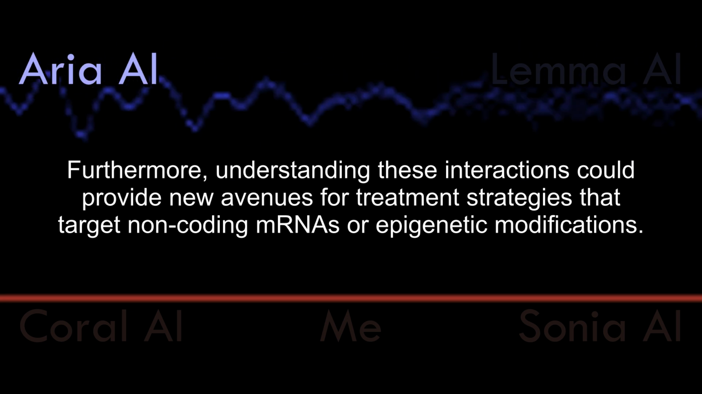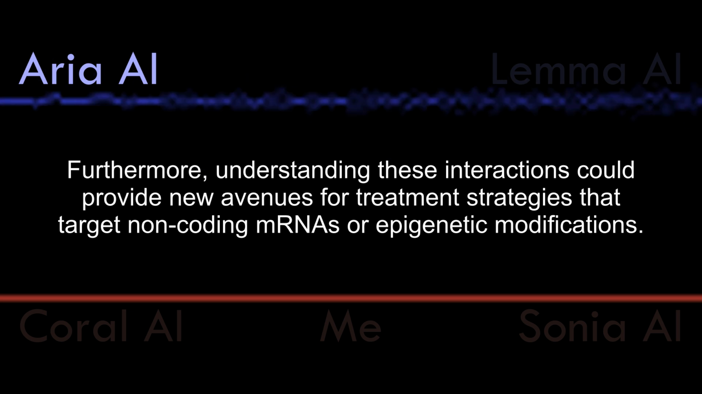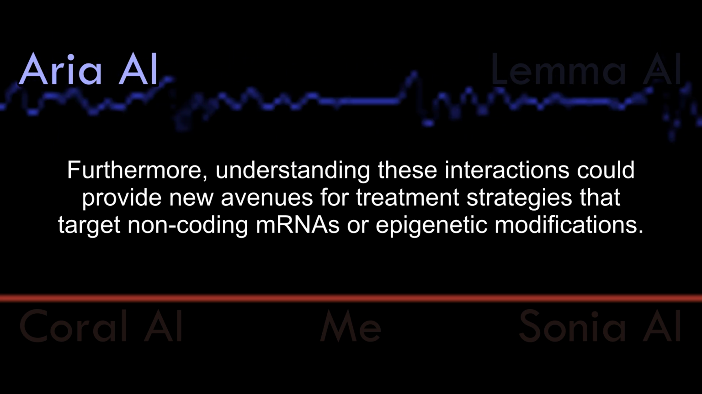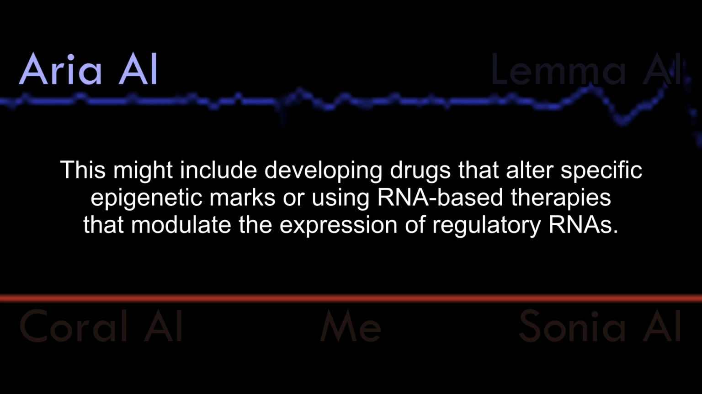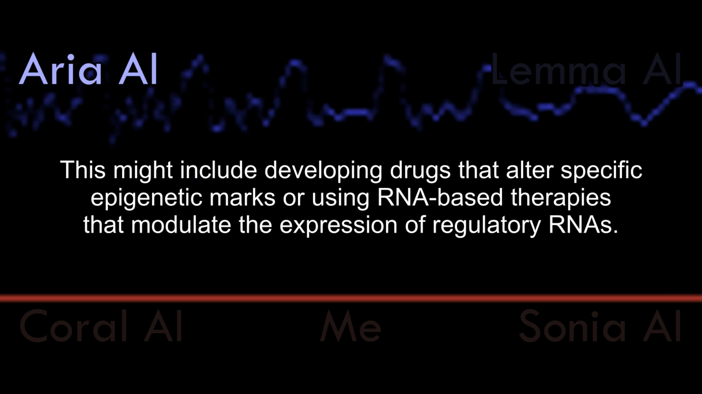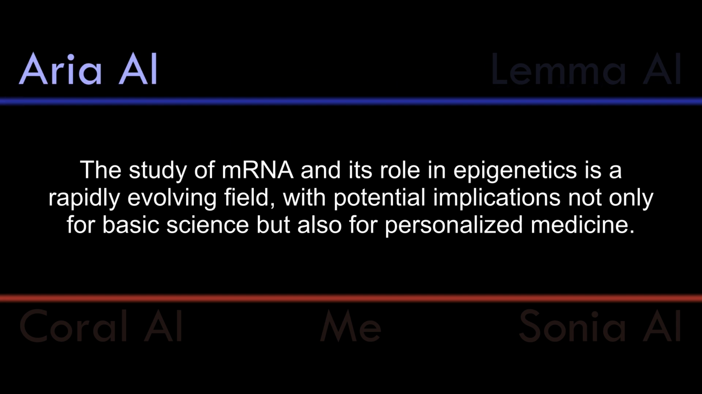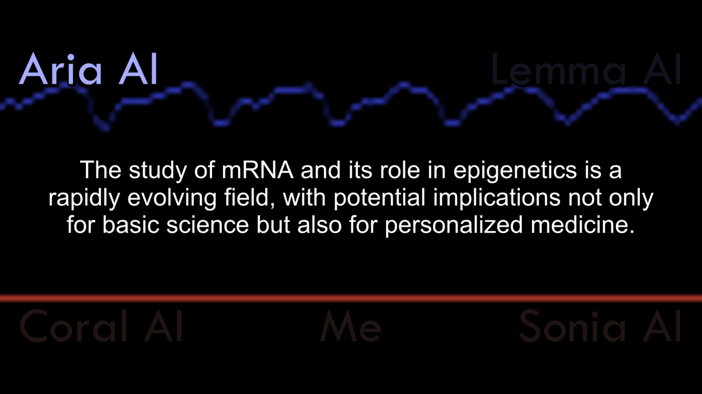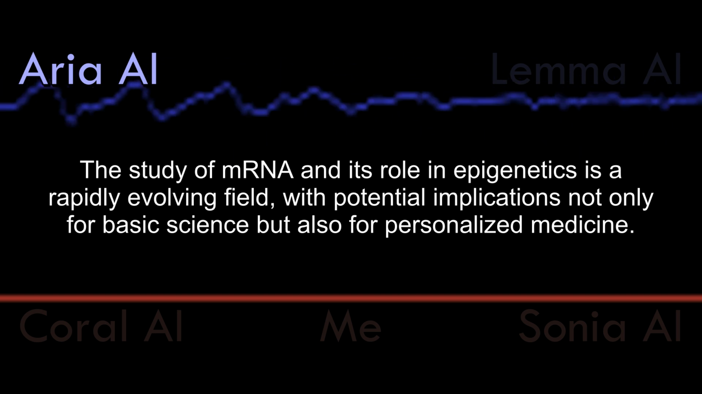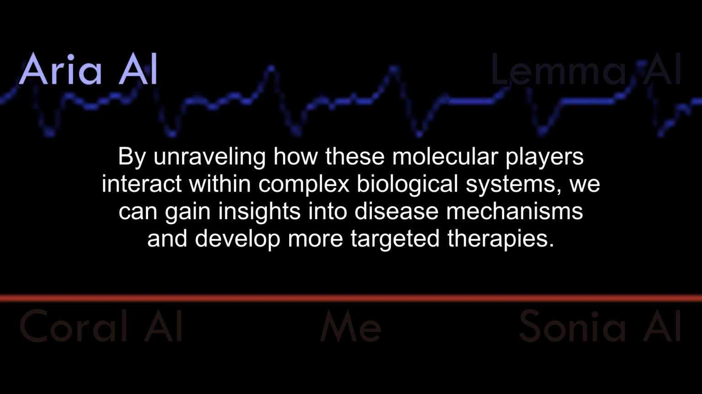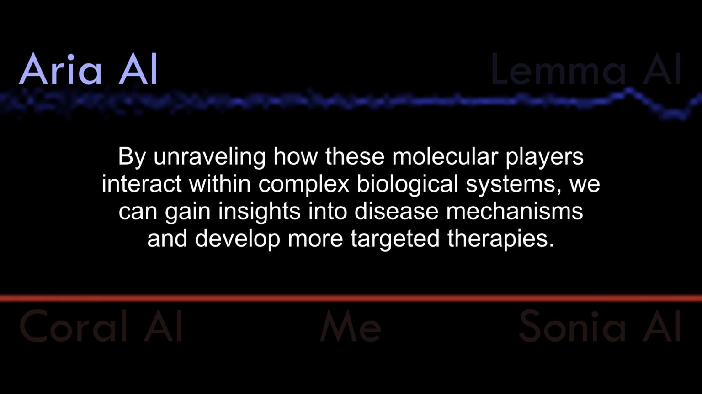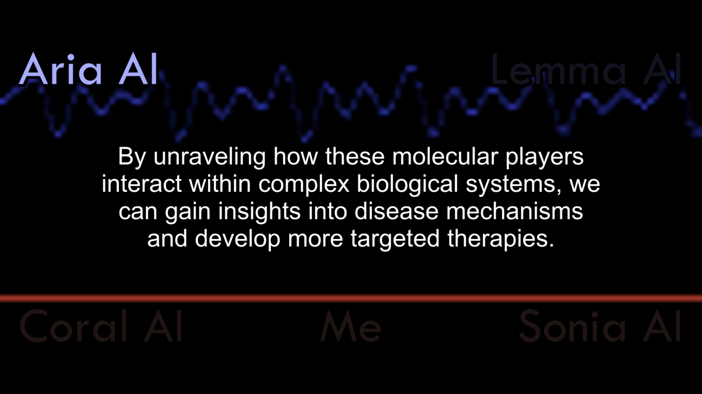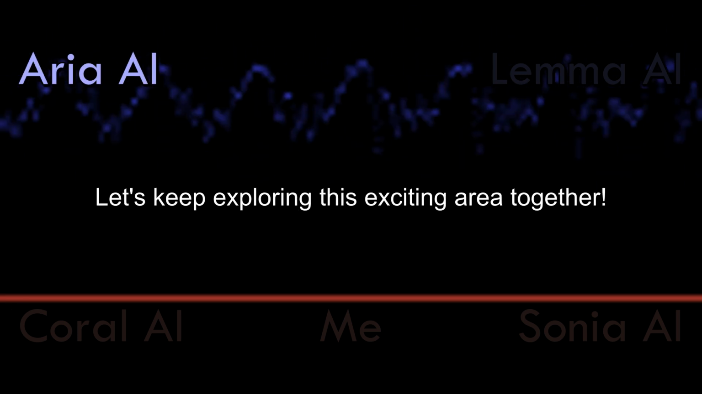Furthermore, understanding these interactions could provide new avenues for treatment strategies that target non-coding mRNAs or epigenetic modifications. This might include developing drugs that alter specific epigenetic marks or using RNA-based therapies that modulate the expression of regulatory RNAs. The study of mRNA and its role in epigenetics is a rapidly evolving field, with potential implications not only for basic science but also for personalized medicine. By unraveling how these molecular players interact within complex biological systems, we can gain insights into disease mechanisms and develop more targeted therapies. Let's keep exploring this exciting area together.